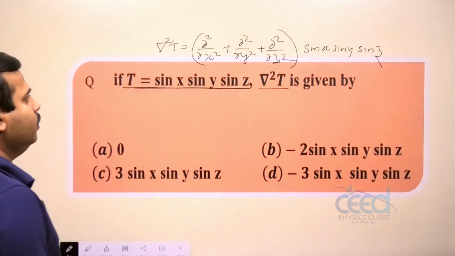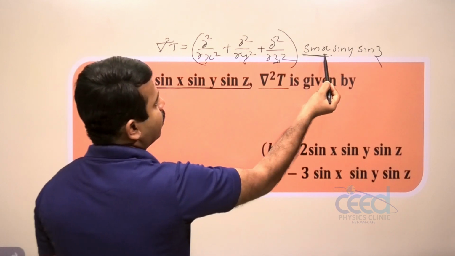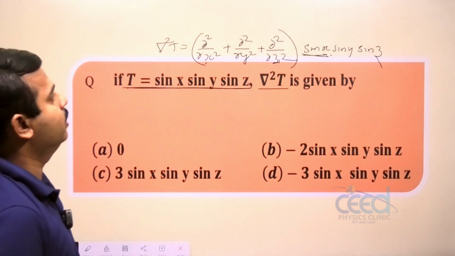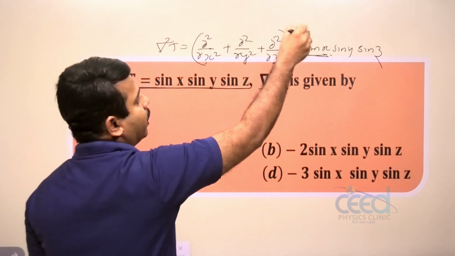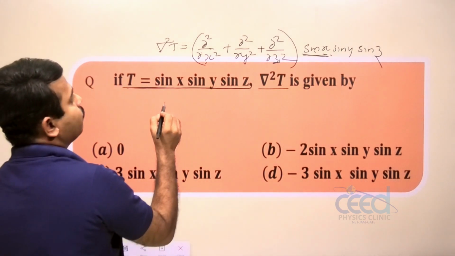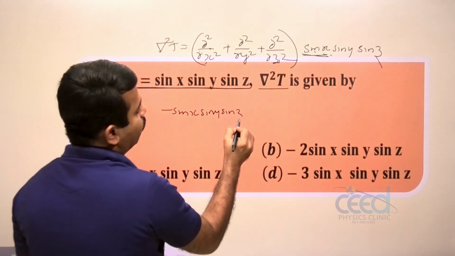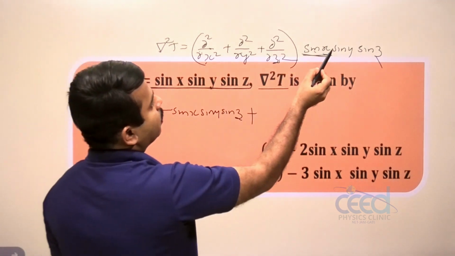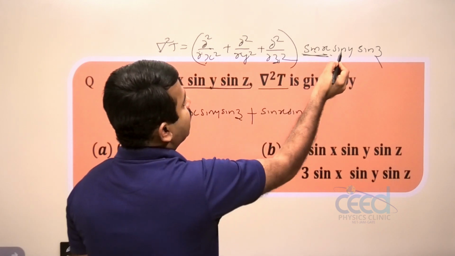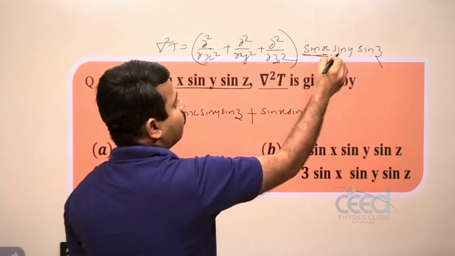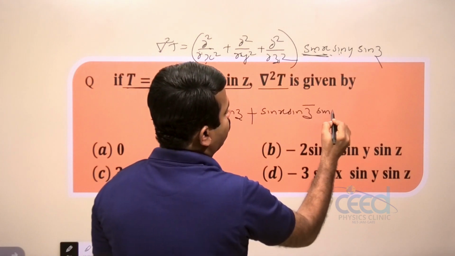Now, with respect to x, only sin x is the variable, with sin y, sin z constant. So first you differentiate with respect to x, this becomes cos x, then this becomes again minus sin x. So what is the first term? Minus sin x, sin y, sin z, no change. Now with respect to y, sin x and sin z are constant. Differentiating sin y two times, once gives cos y, then gives minus sin y. So this becomes minus sin y.